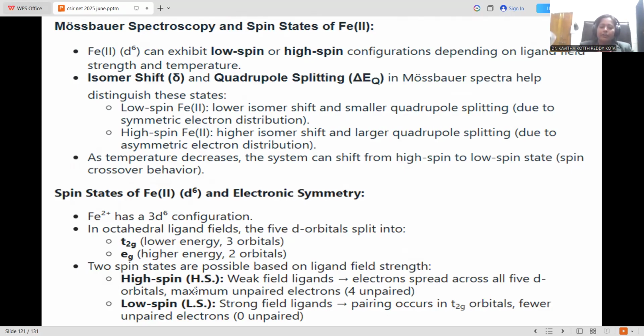So unpaired electrons are not possible for this kind of low spin, since all are paired up. This is how we noticed the two provisions, high spin and low spin. In the high spin condition, you can find four unpaired electrons. In low spin, zero unpaired electrons are possible for this kind of Fe2+ complex.